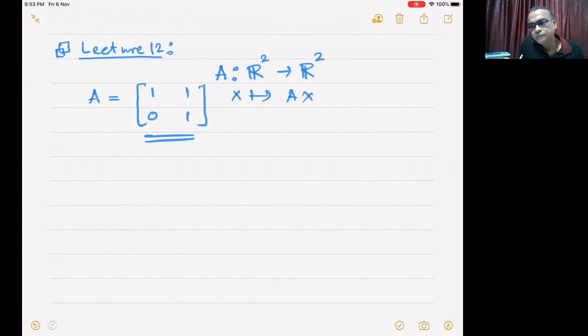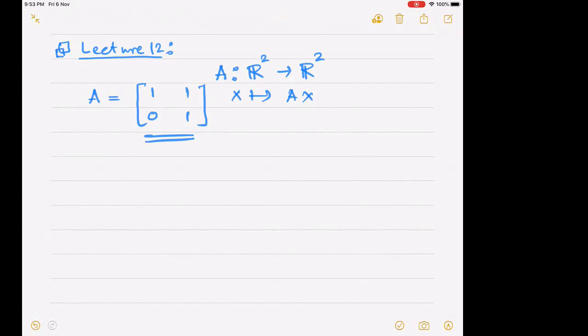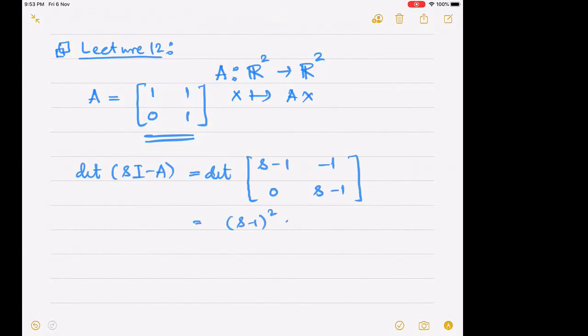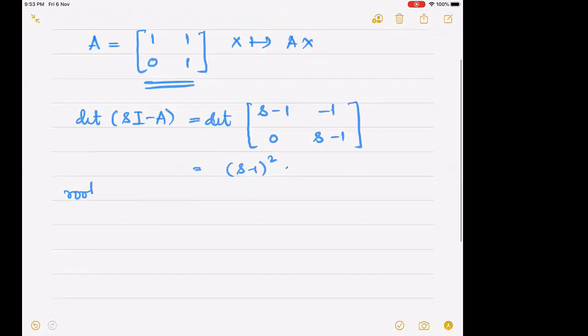How many linearly independent eigenvectors are there? First of all, I have to find out what the eigenvalues are, so I have to find the characteristic polynomial. That would be the determinant of sI minus A, which in this case is the determinant of the matrix [s-1 -1; 0 s-1]. This determinant is of course (s minus 1) squared. What are the roots? This is my characteristic polynomial. The root of chi is just 1.